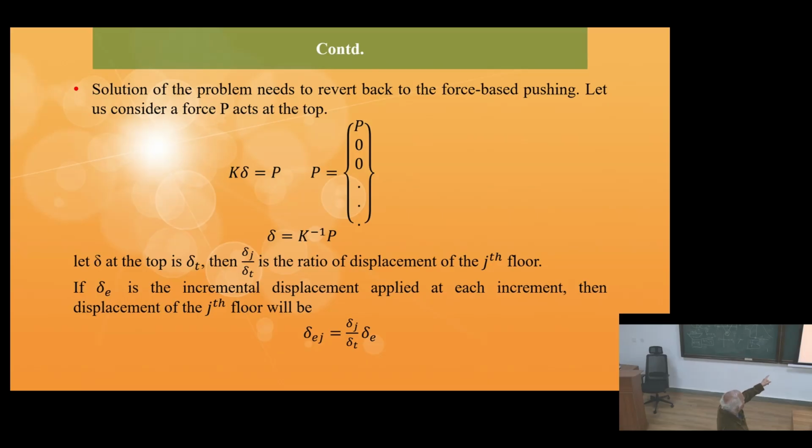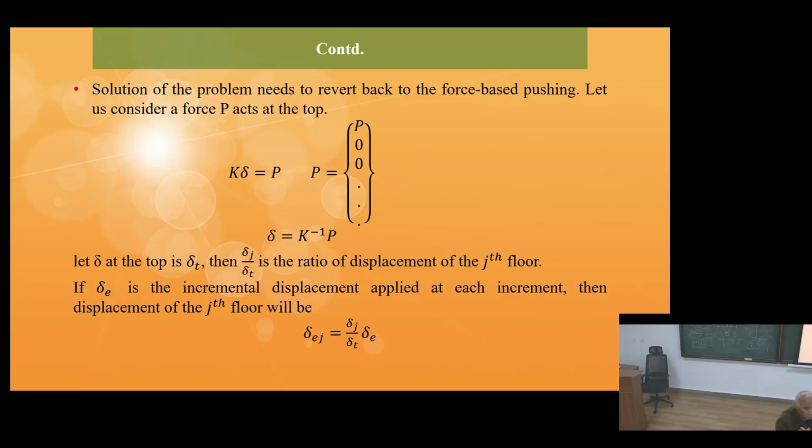So let delta at the top be delta T. Then delta J by delta T is the ratio of displacement of the Jth floor. In the previous case, it was K11, K21, K31. Now the inverted matrix first row will come as the displacement. If delta E is the incremental displacement applied at each increment, then the displacement of the jth floor will be delta J by delta T divided by delta E. Delta E is at the top.